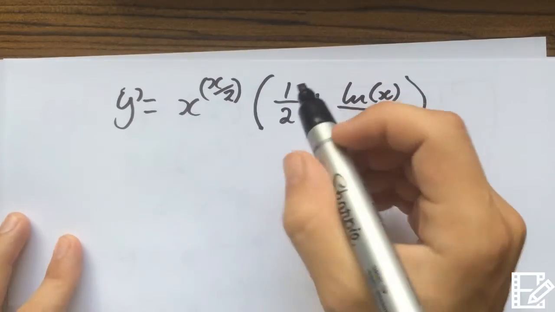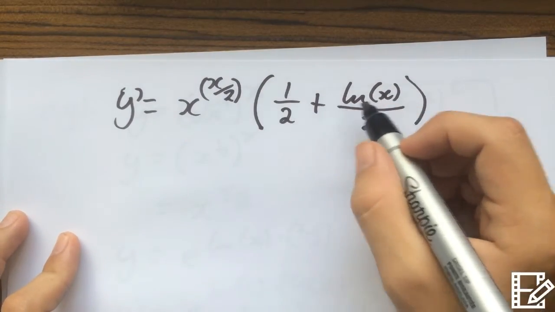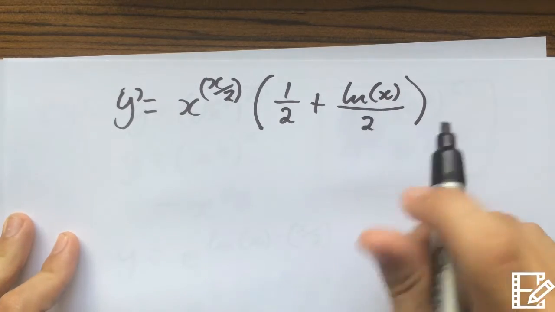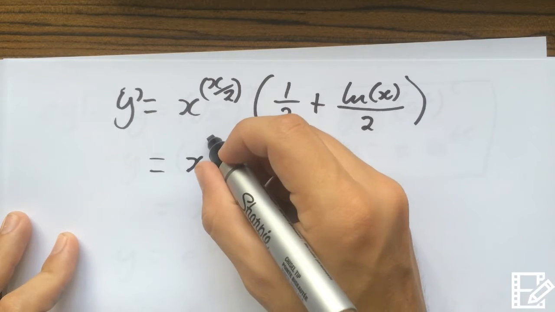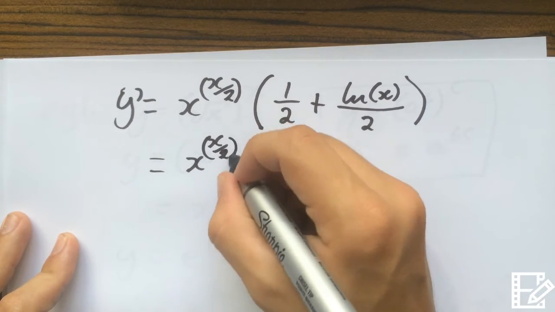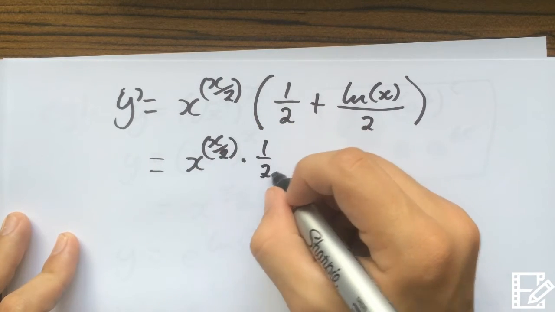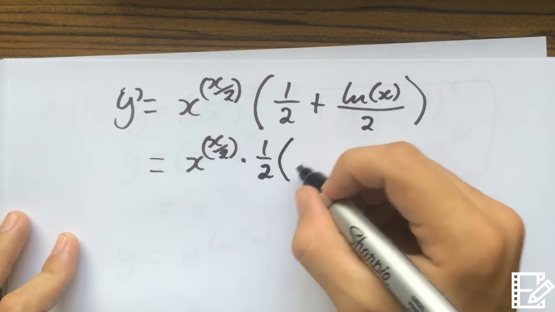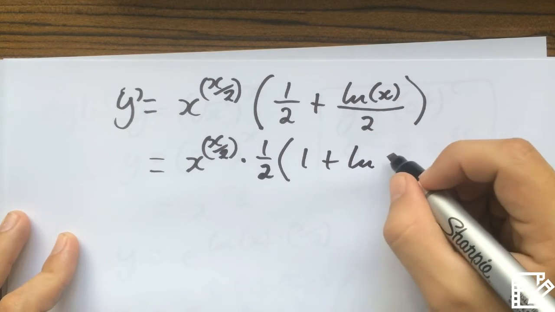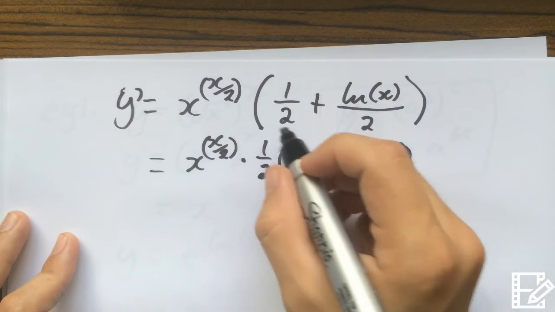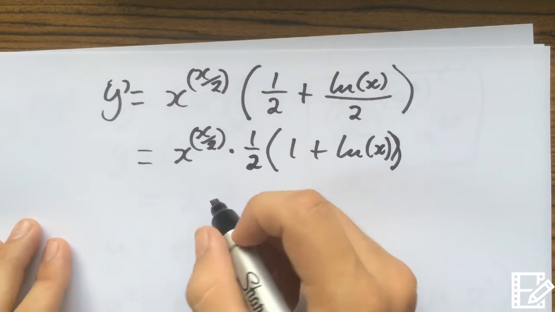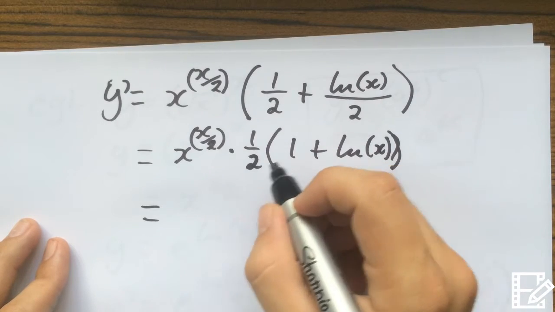Now, because we have a half here and then another half on this side, we can factor it out and we'll get x to the power of x over 2 multiplied by a half, 1 plus ln of x. Essentially, if we expanded these brackets, we would get the same as up top by multiplying this in.